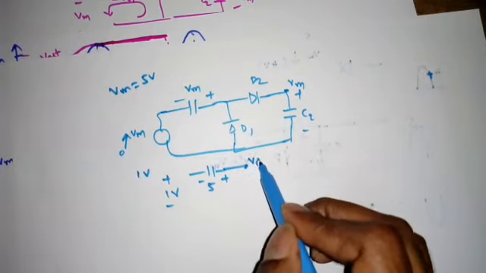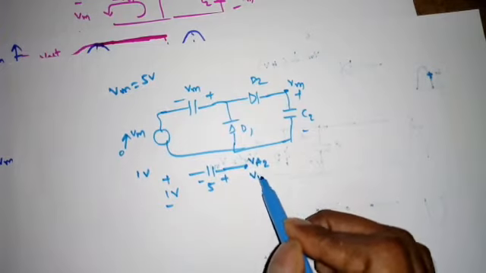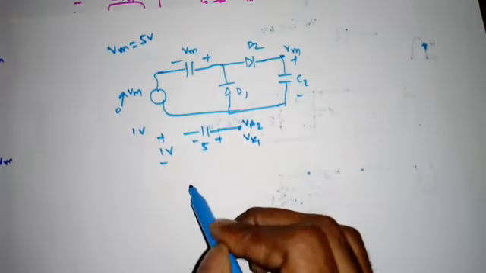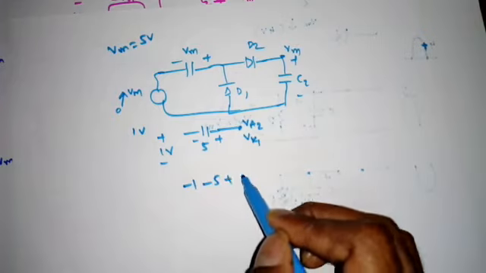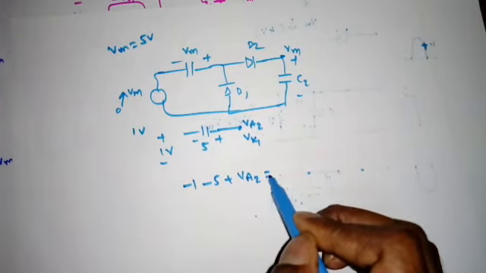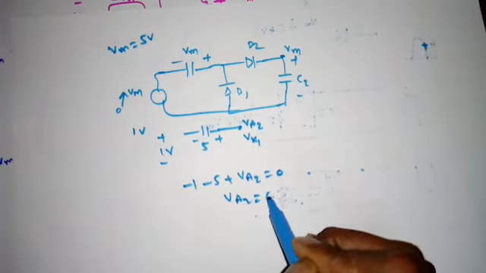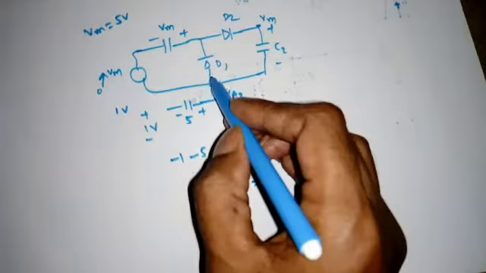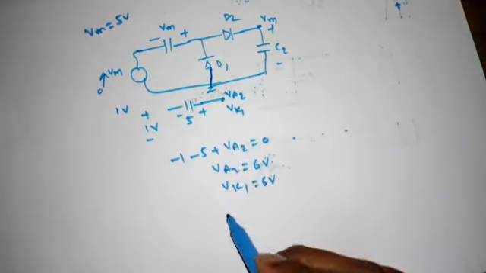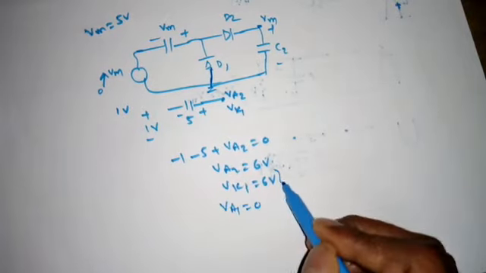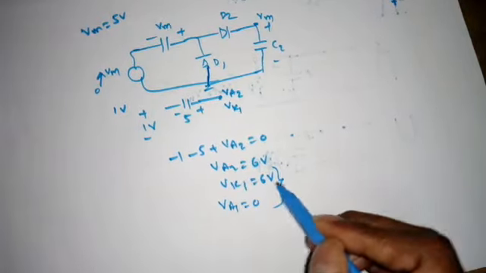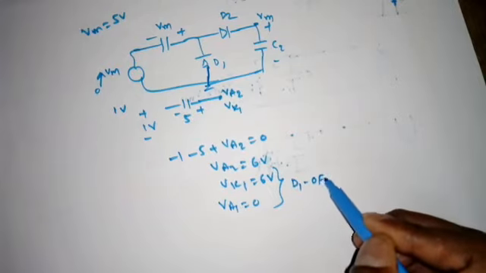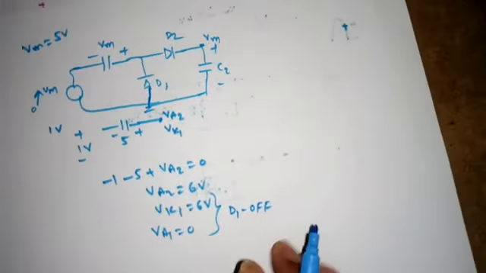Then this is the VA2, or we can say VK1. Now apply KVL: minus 1 minus 5 plus VA2 is equal to 0. So what is VA2? 6 volts, which is also equal to VK1, 6 volts. But what is VA1? It will be connected to ground, so VA1 will be 0. Now VA1 is 0, VK1 is 6 volts. That means diode D1 will be off because the cathode voltage is larger.